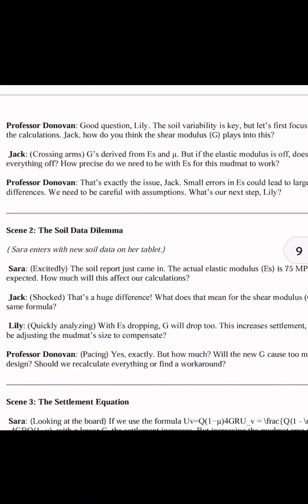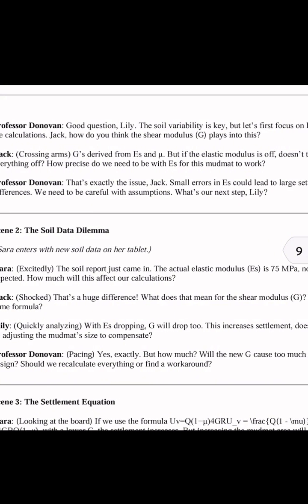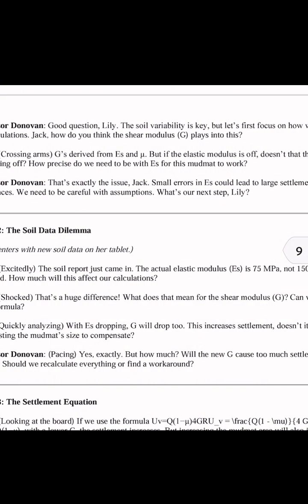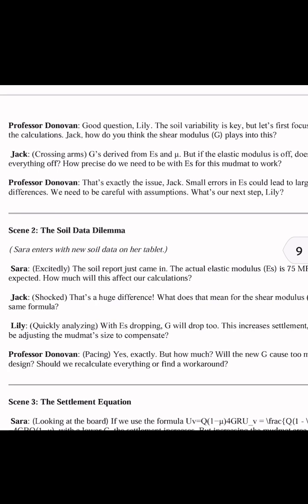That's exactly the issue. Small errors in ES could lead to large settlement differences. We need to be careful with assumptions.